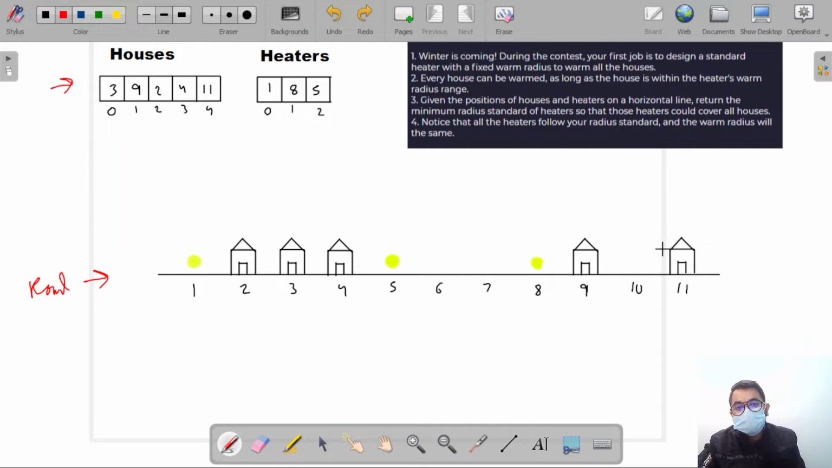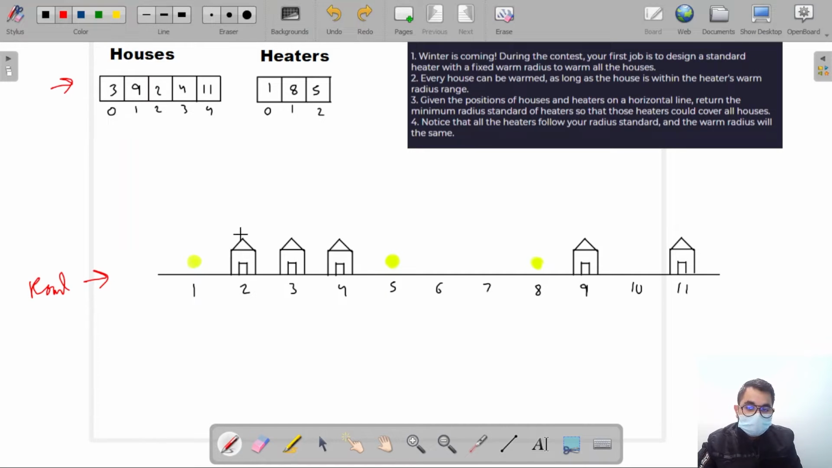Now we need to figure out how we can minimize the radius of these heaters. The positions of the houses and the heaters are fixed, and we need to find the minimum radius. So how can we find it? One thing we can do is try to find the distance of heaters from each house: the distance of the nearest heater on the left side and the distance from the right side.